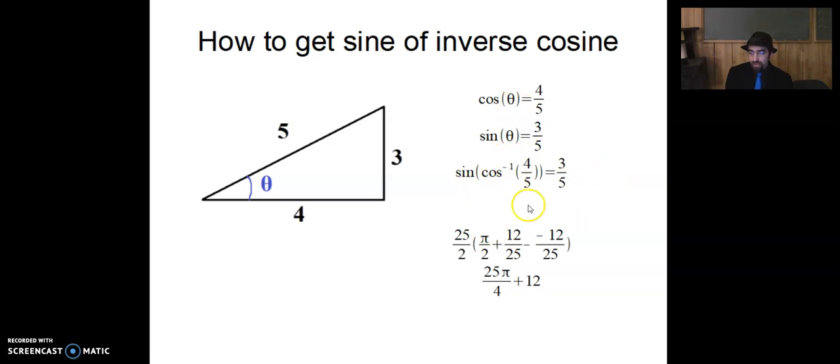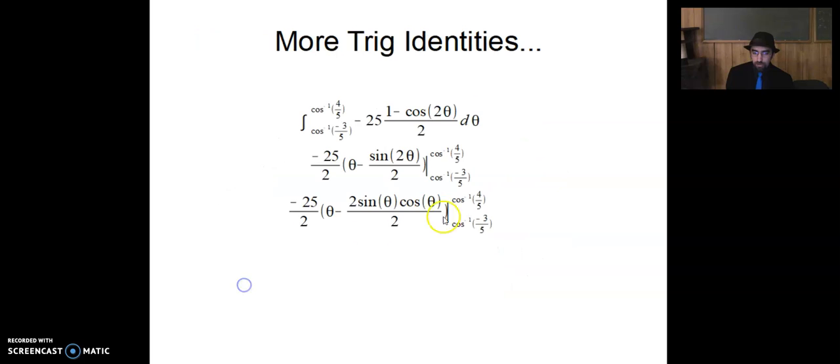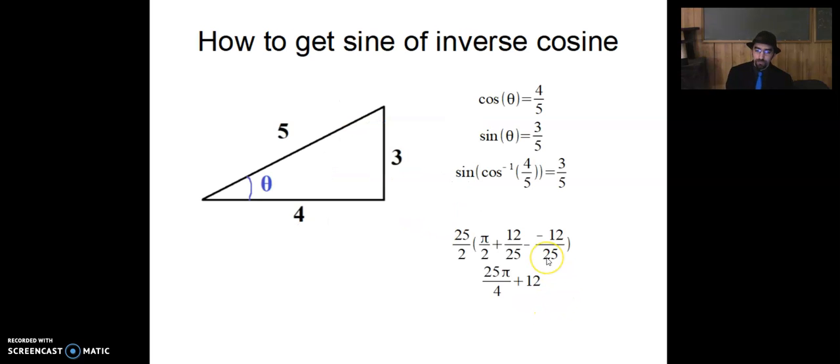So I plug all those in. Let's go back even. So for 4/5, this becomes a 4/5, this becomes a 3/5. For negative 3 over 5, this becomes a negative 3 over 5, this becomes a 4 over 5. In one case, I get a positive 12 over 25. In the other case, I get a negative 12 over 25. And when the dust settles on all this, I get 25 pi over 4 plus 12, which is exactly what I was able to get doing it the geometry way.